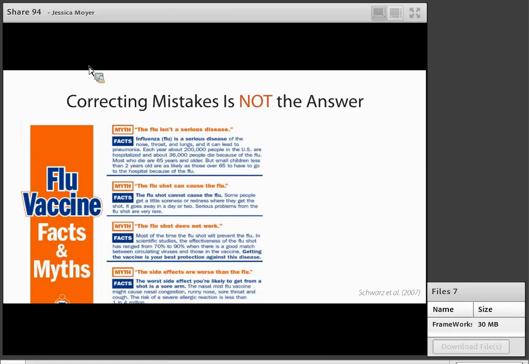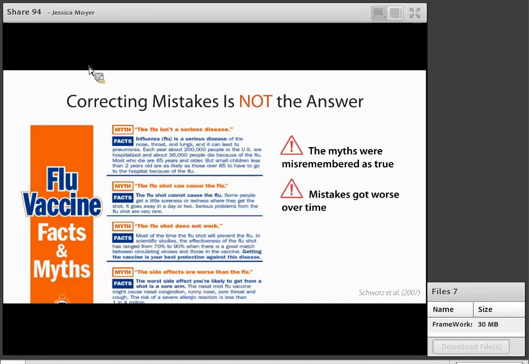Some folks at the University of Michigan, though, studied how this pamphlet changed public thinking, how it was received and understood by the folks who had access to it. And here's what they found. The myths on this sheet were misremembered as true. So the myths represented what folks came away with. They remembered the myths, but unfortunately they remembered them not as myths, but as truths. The other thing was these mistakes, the misremembered myths, actually got worse over time.